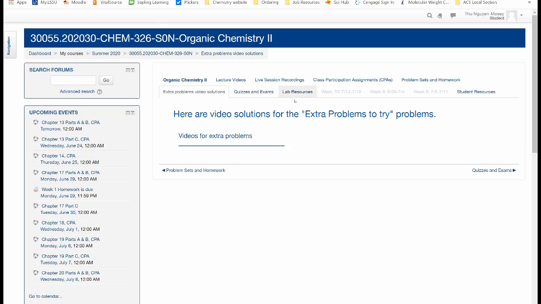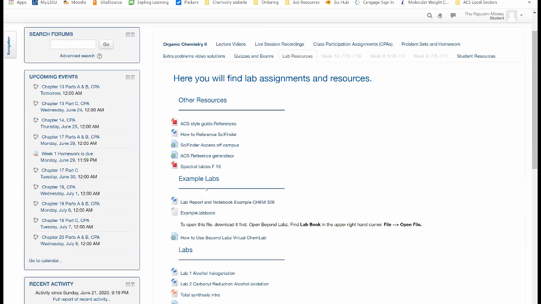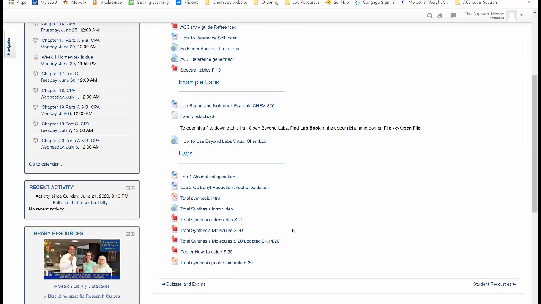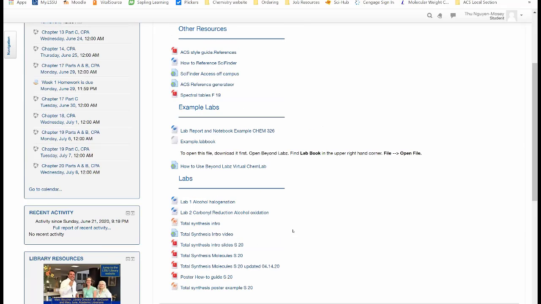And then here are your lab resources. So there's a lab report and notebook example for this course, and also the lab notebook. And then here's a link on a video to watch to figure out how to use Beyond Labs if you haven't used that before. And for those of you continuing from last term, there's a couple of changes in the lab notebook that you may want to check out. You can just open the lab report for that.